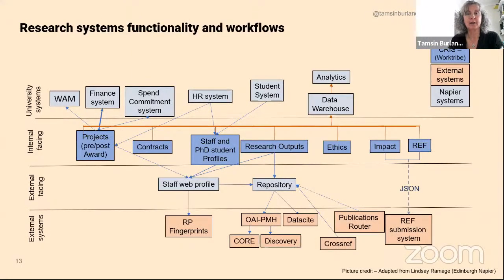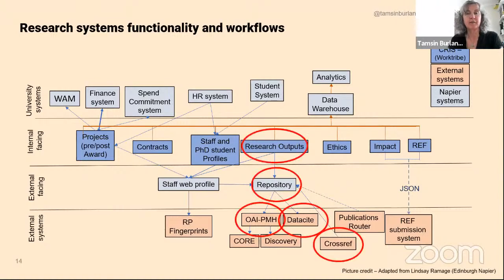So this slide is from Edinburgh Napier University, and it shows the system functionality and the different components required for research management within a typical UK university. So it's not exhaustive. Not all universities have a CRIS. Sometimes things like ethics and impact and REF and research grants are all in different systems. The other thing you can see from this map is that there's a lot of point-to-point integration going on, and sometimes for universities it's not possible to link up the systems at all.